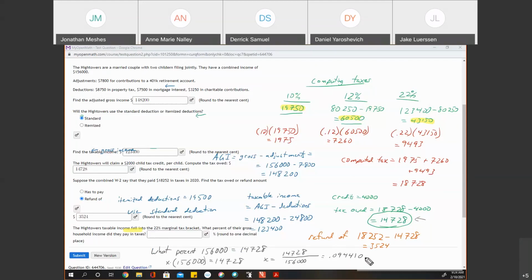And in math, and actually also in accounting, that's probably the better thing. It's probably better to be accurate than fast. Okay, so if I turn this into a percentage, I'm going to get 9.4%, when I move the decimal over twice. So this family is in the 22% tax bracket, but they're really paying 9.4% of their income in taxes. All right. Any questions on this?